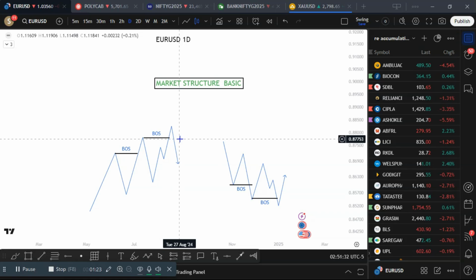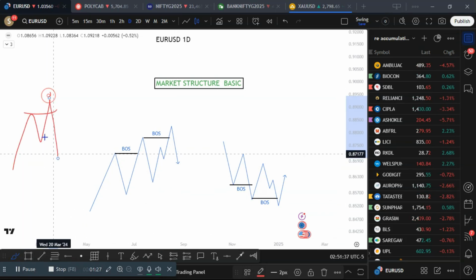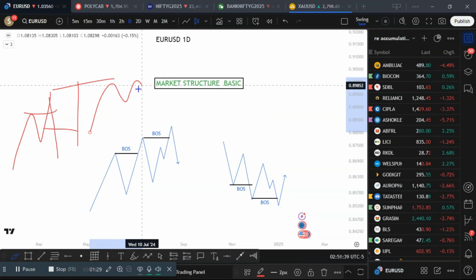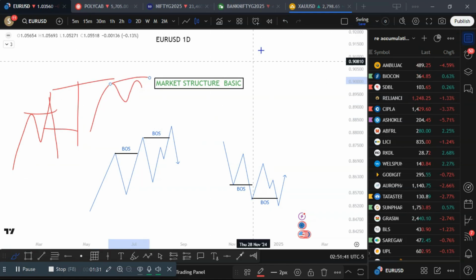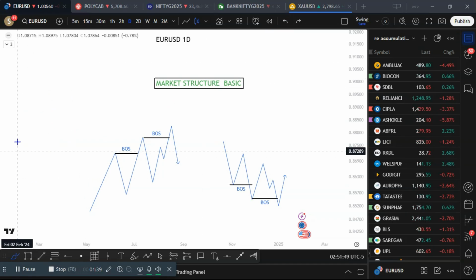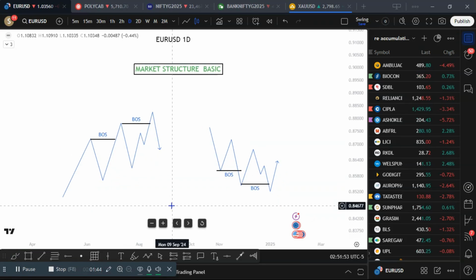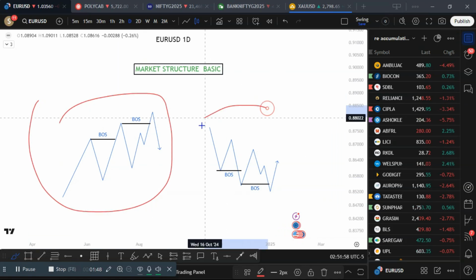So what is market structure? Whenever price makes any kind of breaks up and down in a form, we call it market structure. People also call it order flow, many different names, but simply this is just market structure. It is created with orders and all of that. Okay, so this is our bullish structure, this is our bearish structure.